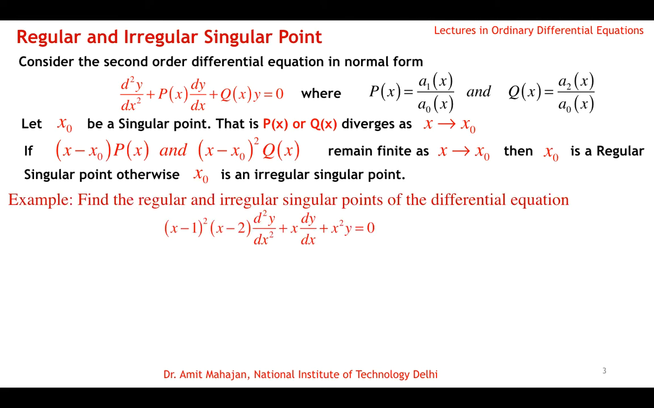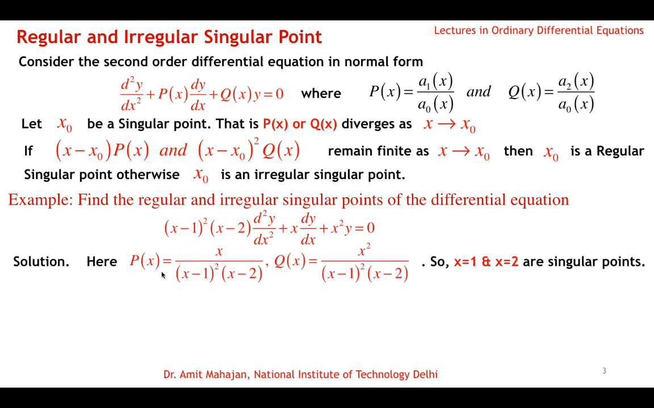Okay, say for example find the regular and irregular singular points of this differential equation. Okay, so again a second order differential equation, our p function is x over (x minus 1) square (x minus 2) and q function is x square over this factor. Okay, so here p is this, q is this. So immediately you know the singular points x is equal to 1 and x is equal to 2 are the singular points because they are diverging at these 2 points.